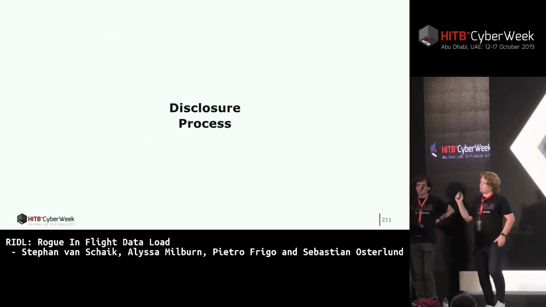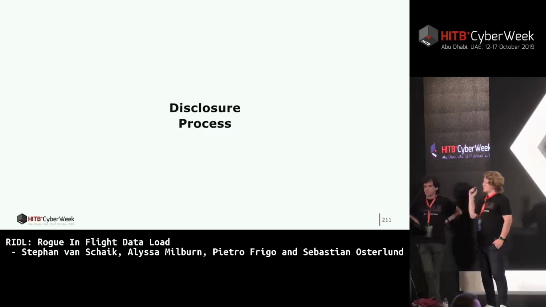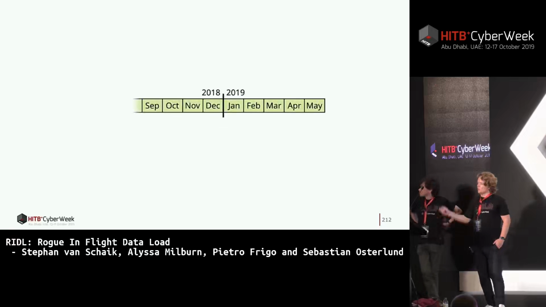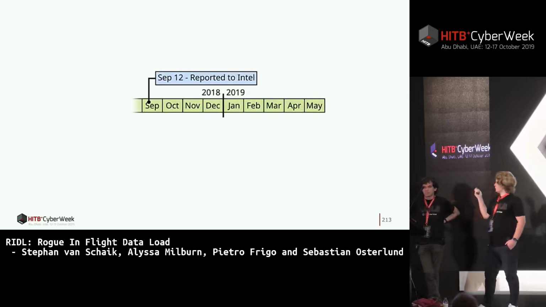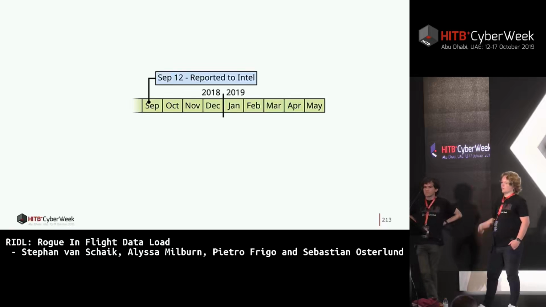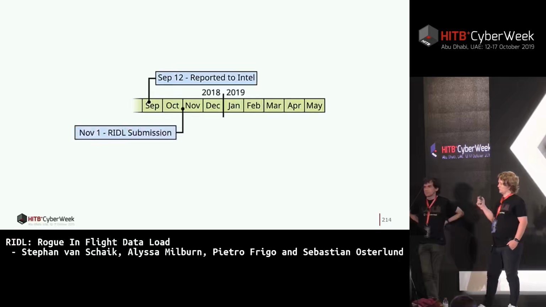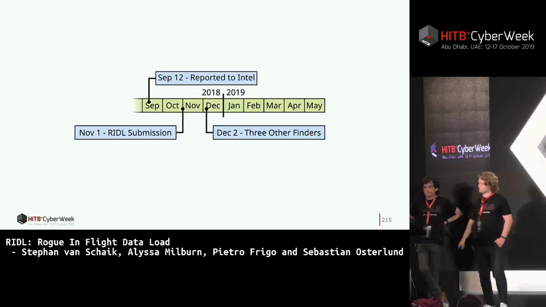So then, a bit about the disclosure process. We discovered this on September 12th. I think we discovered it the day before, and immediately the day after we realized, okay, this is serious, let's report this to Intel. In between, we got an answer back from Intel that yes, submit to our bug bounty program. We started writing a paper and submitted the paper on November 1st.